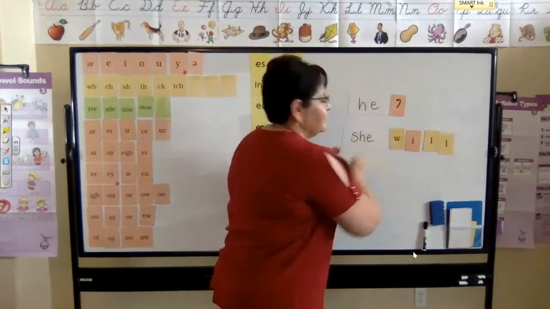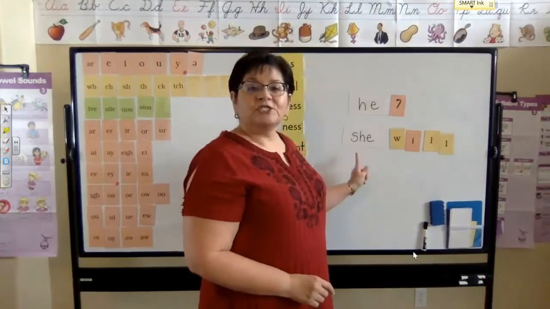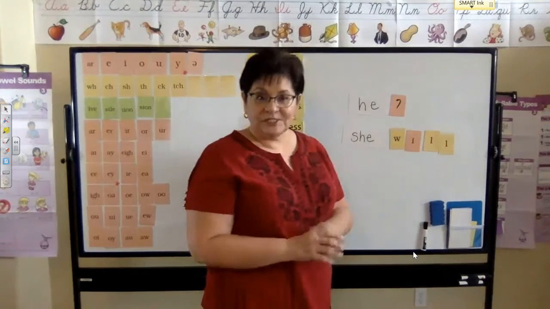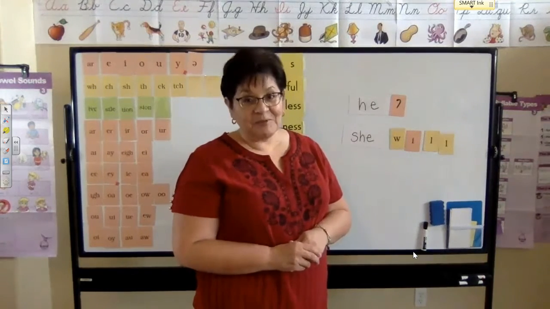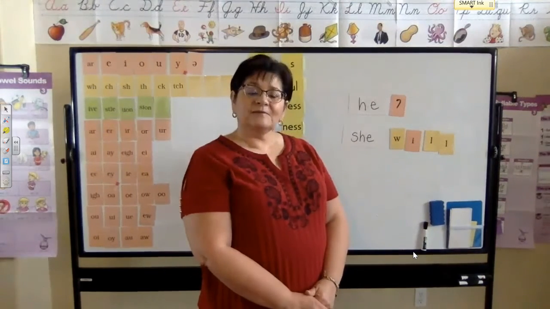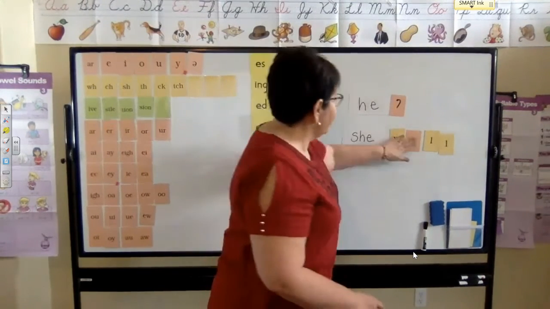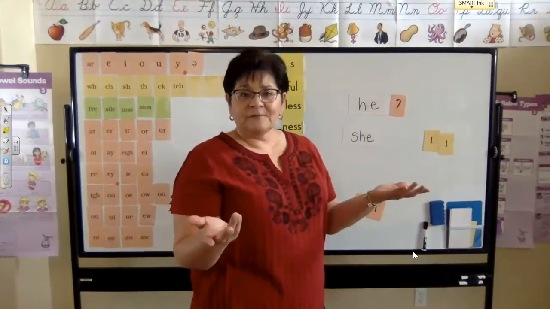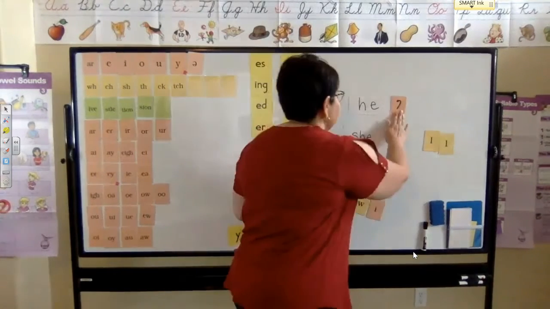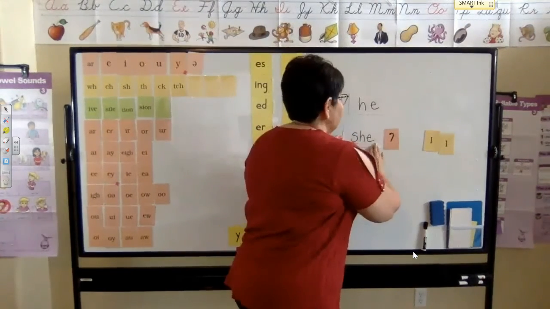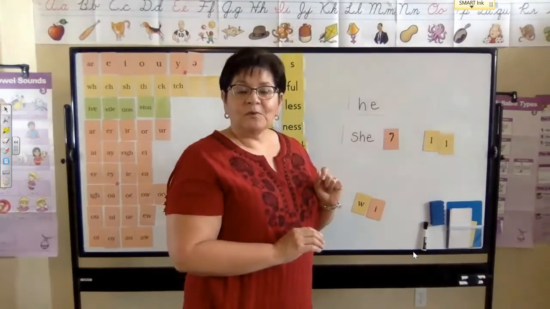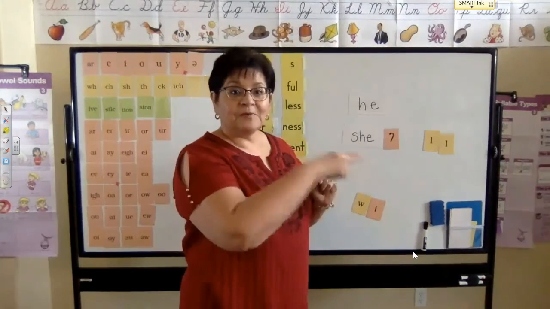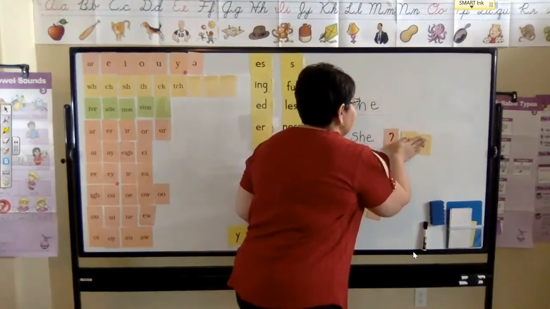Okay, let's read what we have. She will. She will help us. Tell me what I need to do. What do I take away? The W and the I. But I have to replace it with something. What do I replace it with? An apostrophe. Am I done? No. What do I need to do? Bring over the two L's.